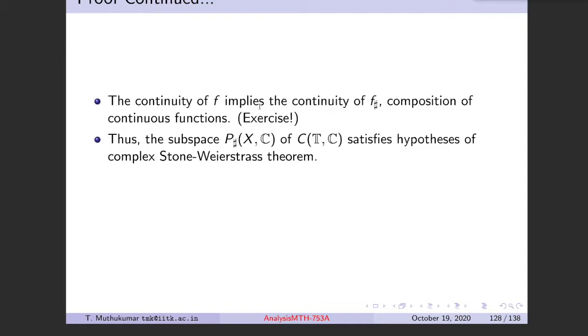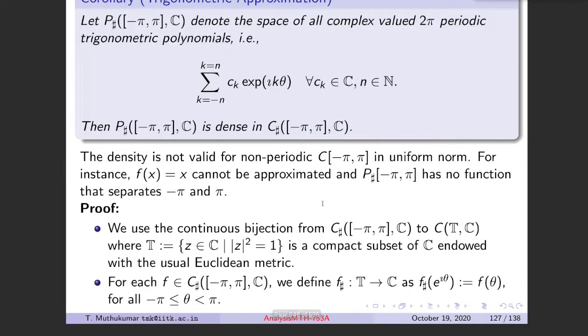So what we are saying is, suppose you take an element here, you need to show that this association f star is an element here, which means you need to show that f star is a map from T to C, which is obvious. You need to show that it's also a continuous function on T, which will follow from the fact that f is continuous.